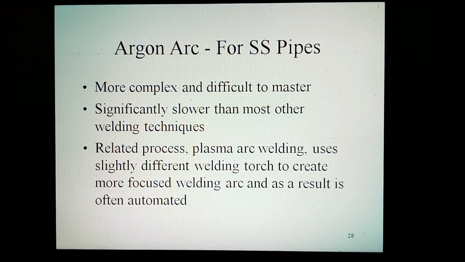A related process, plasma arc welding, uses a slightly different welding torch to create a more focused welding arc and, as a result, is often automated.